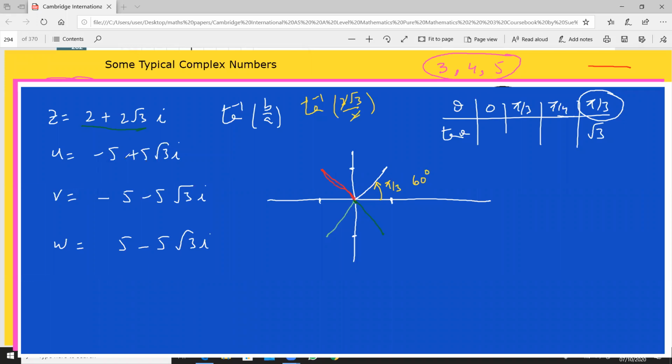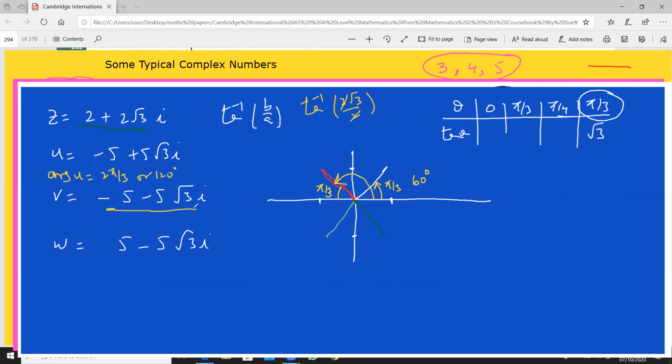When you talk about this, which quadrant is this, bacho? Minus 5 plus 5 under 3 iota? Second quadrant, okay? So I just write here pi by 3. So what would be this angle? That is pi minus pi by 3, 120 degrees. Or in radians, that could be 2 pi by 3.